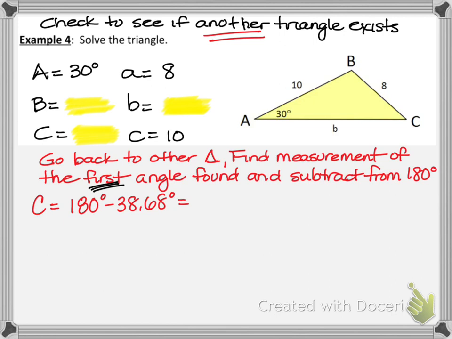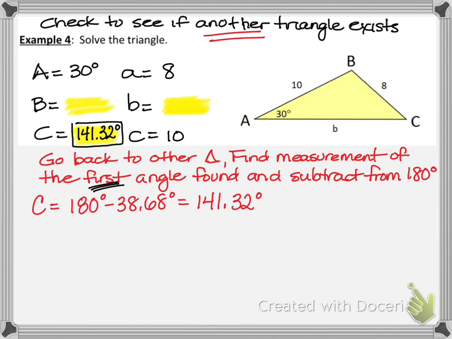So when you do that subtraction, the new C value you get is what? You are going to end up with 141.32 degrees. So I want you to take that answer and put it right here. 141.32 degrees. Okay? And then continue to work this problem out just like you did the previous one. You don't even have to look back at the other problem anymore.